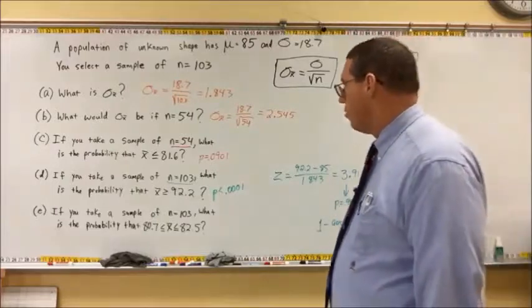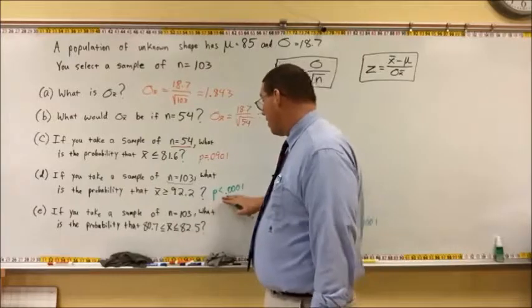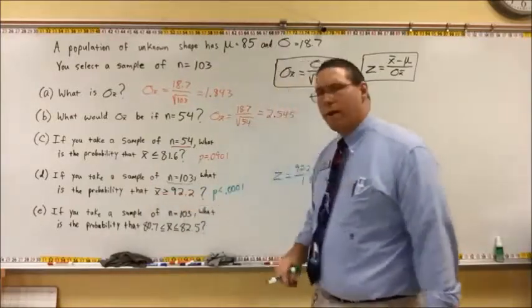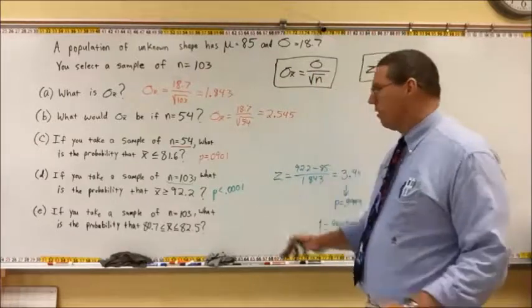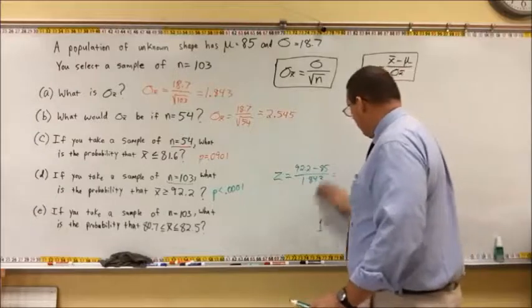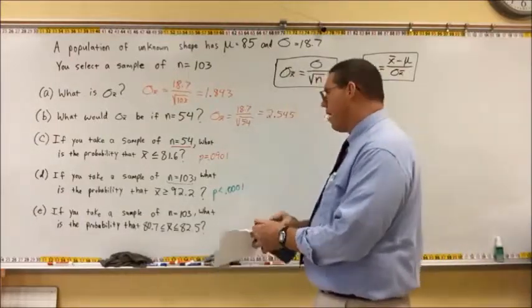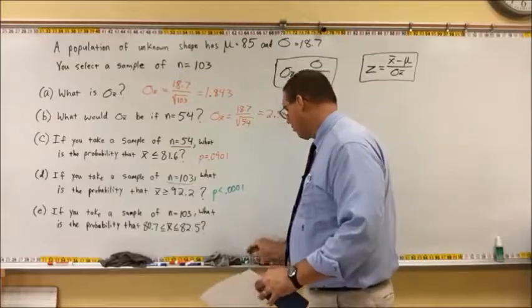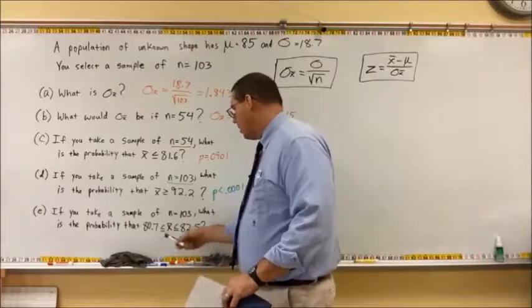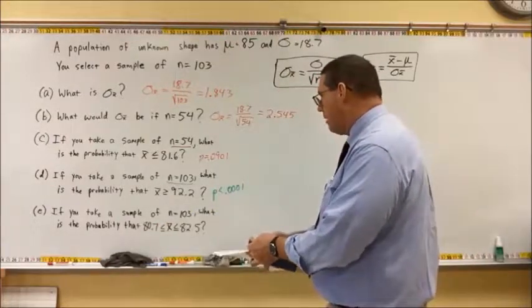Okay? And so with a sample of 103, this is a very low probability. It's highly unlikely that you're going to get a sample mean that's greater than 92.2. Very unlikely that that's going to happen. Okay? All right. Now, let's do this between question here. It says, if you take a sample of 103, what is the probability that your sample mean is going to be between 80.7 and 82.5?